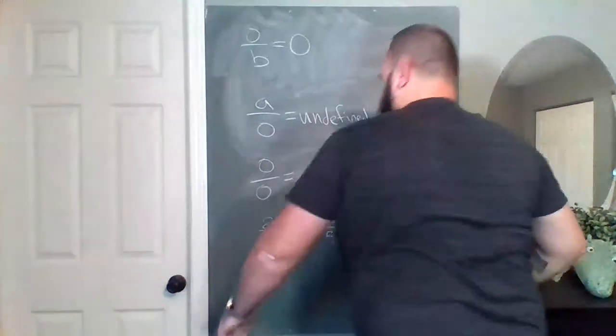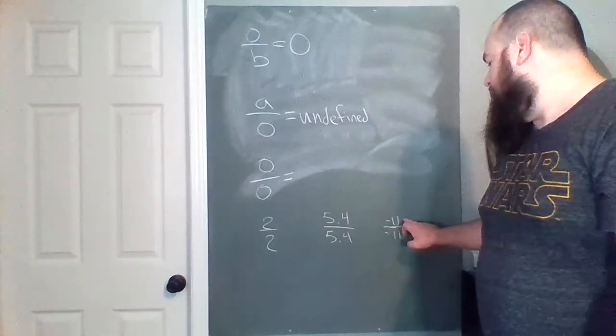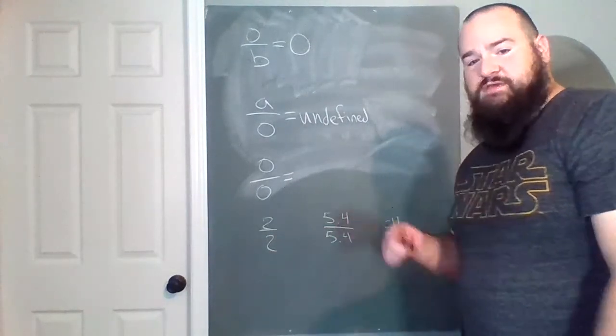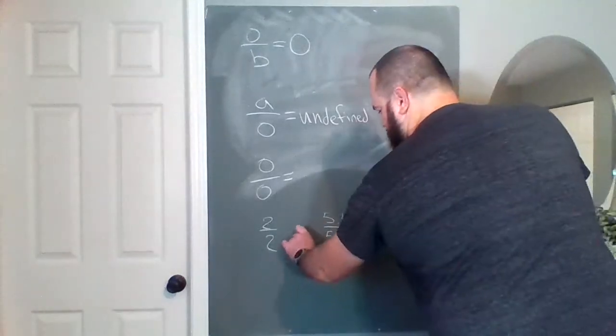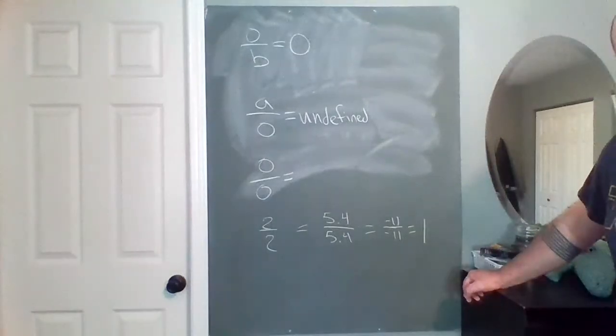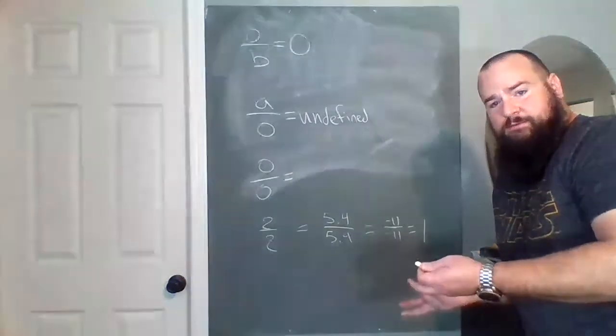Now, before we jump to this next one, I want to ask you about 3 other fractions. So I've got 2 over 2, 5.4 over 5.4, negative 11 over negative 11. What do all of these equal? All of these equal the same thing. They're all equal to each other. And they all equal 1, right? We know that if I divide a number by itself, it equals 1.